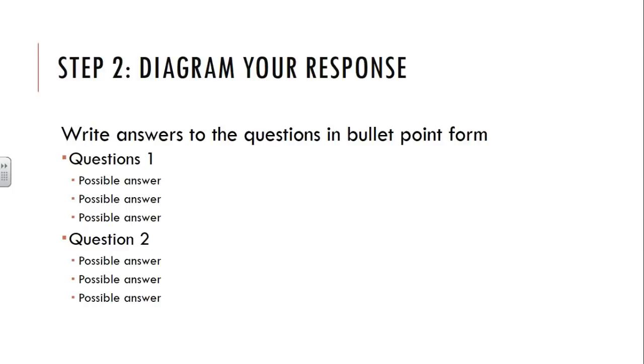Number two is diagram your response. Write the questions out in bullet point form just like you see there. So if you've got a 4-part question, you want to write question 1 and then get some possible answers for question number 1. You want to write question number 2, give some possible answers for that. Question number 3, some possible answers for that. And then question number 4, some possible answers for that. If you do it this way, you're going to make sure you're answering the full question in a correct and total way, versus maybe accidentally overlooking one of the questions and not getting the full stuff that you need to do in order to be successful on this.